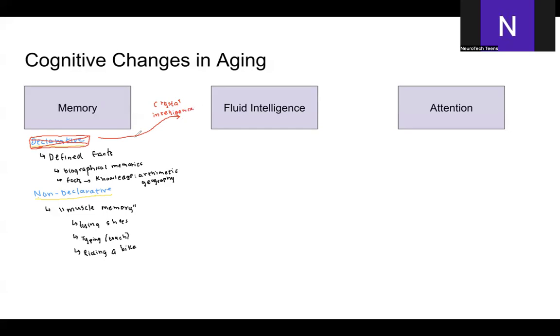They're defined facts. But as you grow older, if you have grandparents or you've interacted with people who are elderly, you know that they tend to forget events earlier on in life, and that's why their declarative memory will tend to decline. But their non-declarative memory will usually stay mostly intact, right? Stays intact.